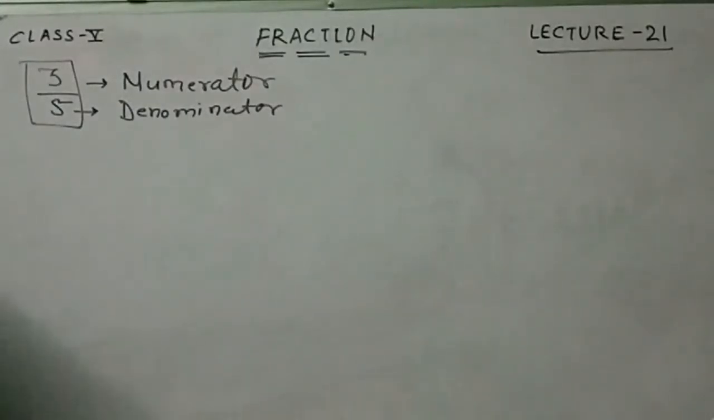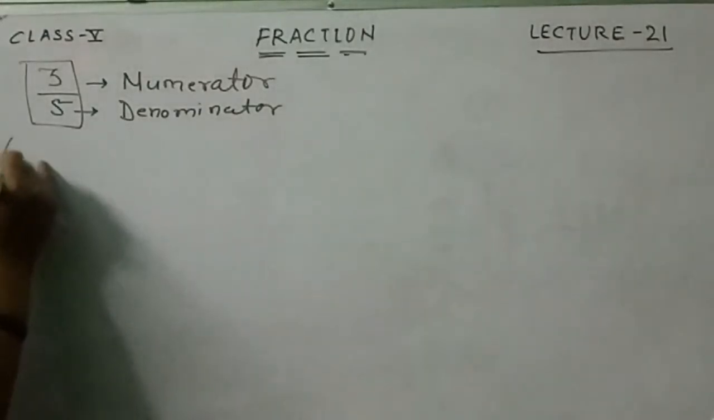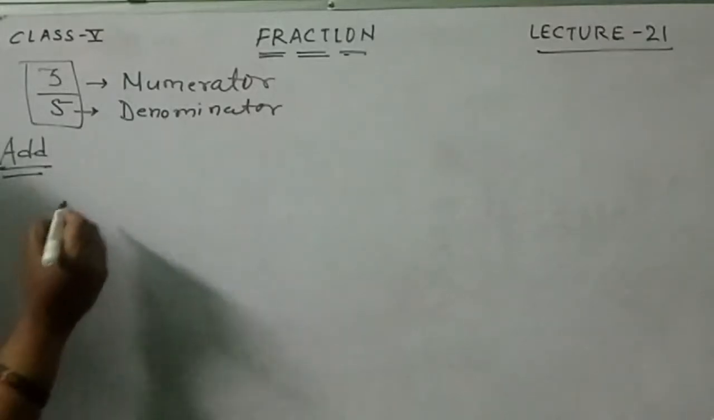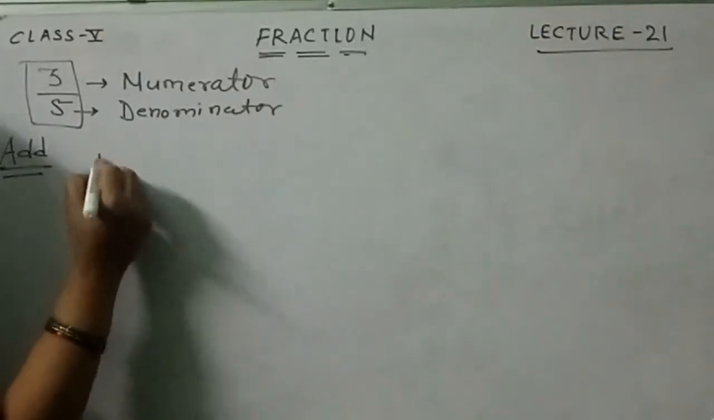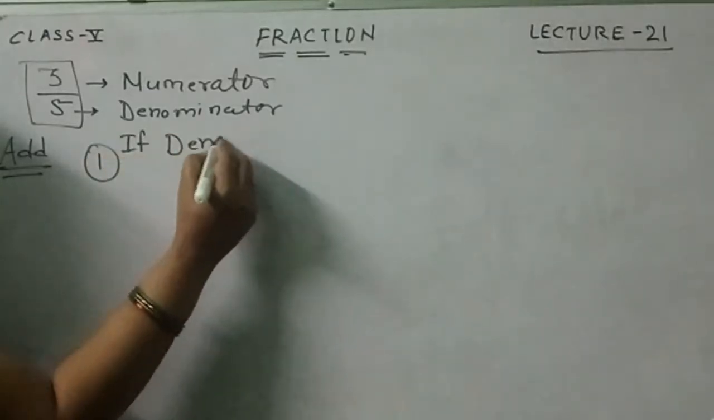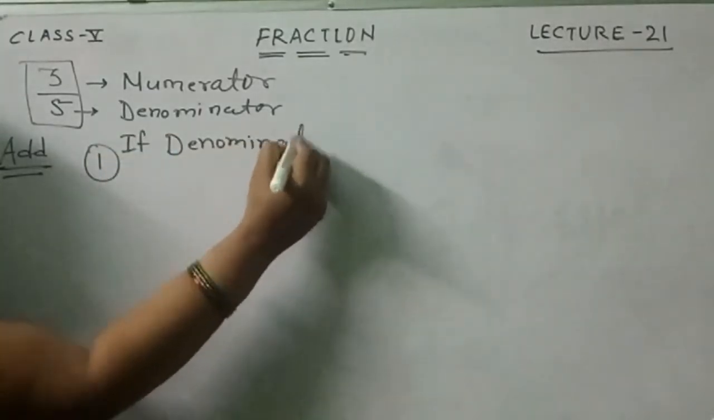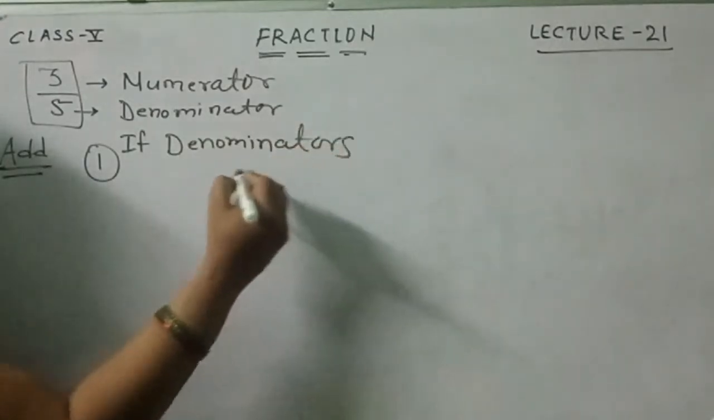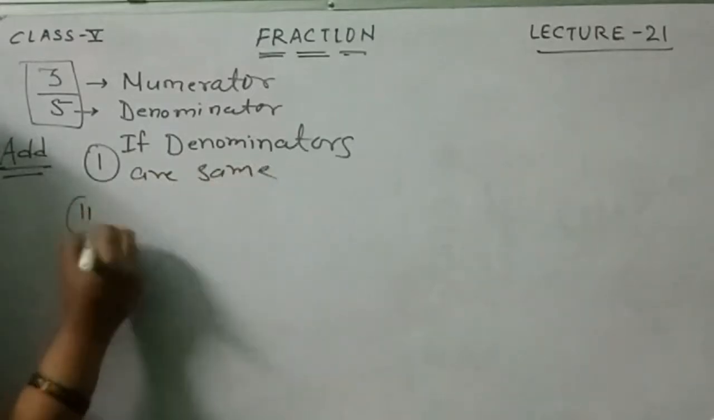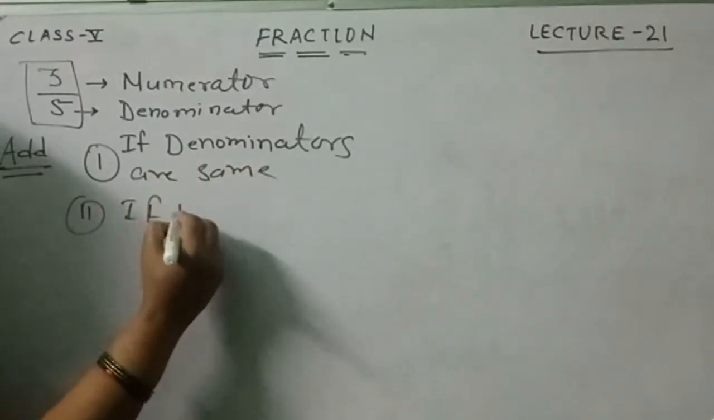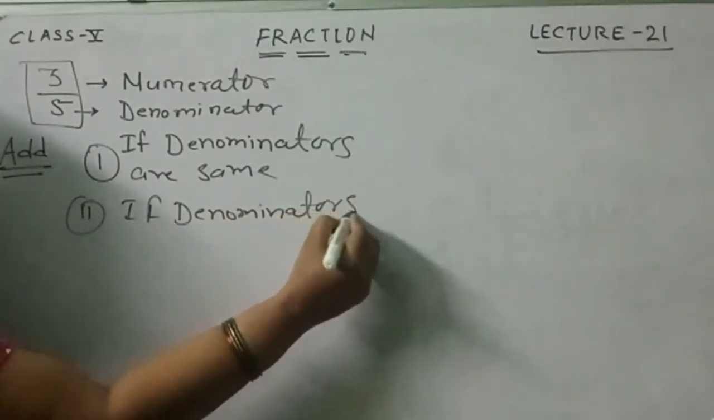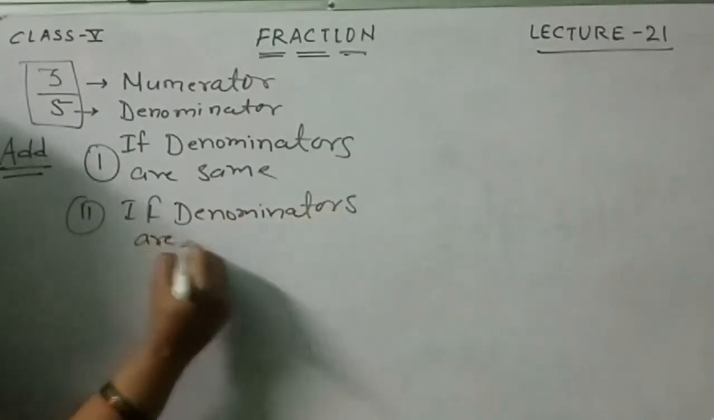Children, in addition, I will tell you how to add fractions. Here two cases will be applicable. First, if the denominators are the same, that means the down numbers are the same. And second case, if the denominators are not the same.